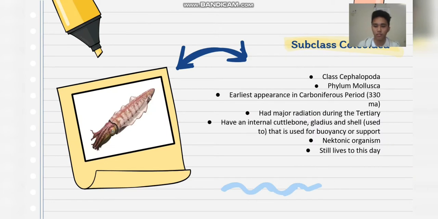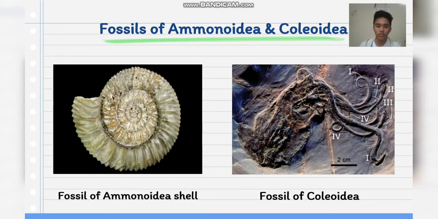Now about the subclass Coleoidea. It is also the class Cephalopoda from the phylum Mollusca. Its first appearance was in the Carboniferous period and had major radiation during the Tertiary. It has an internal cuttlebone, gladius, and used to have a shell. It is also a nektonic organism and one of the few species that still lives to this day. These are the fossils of the Ammonoidea and the Coleoidea.